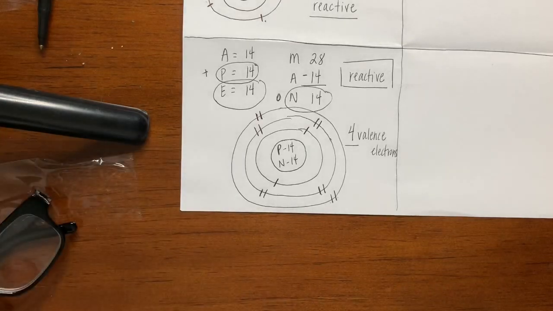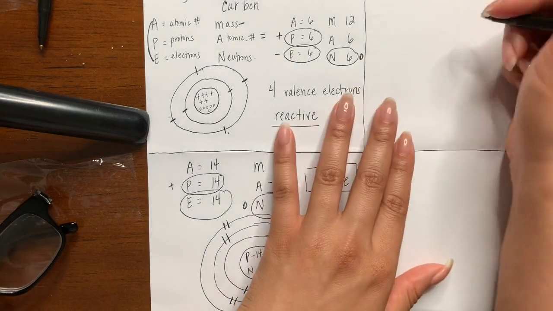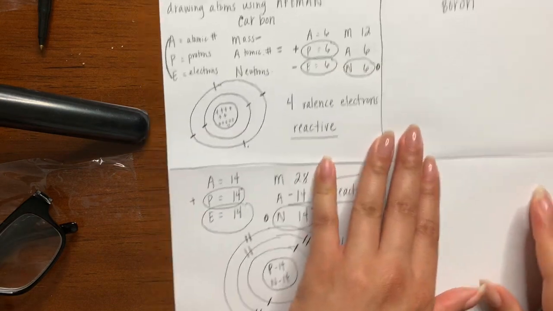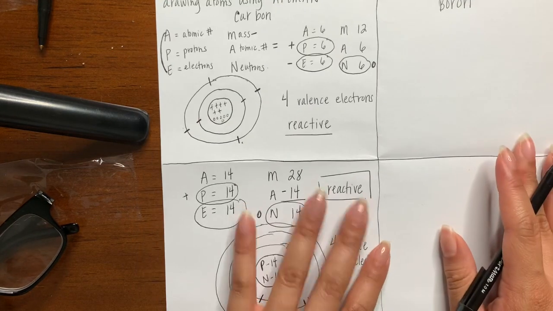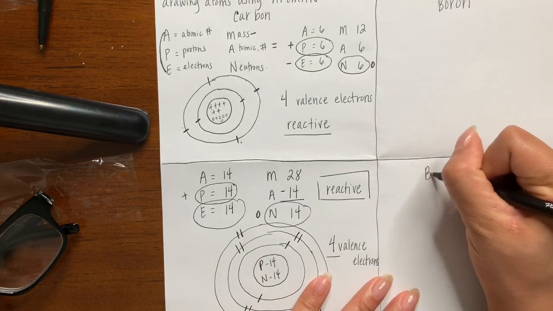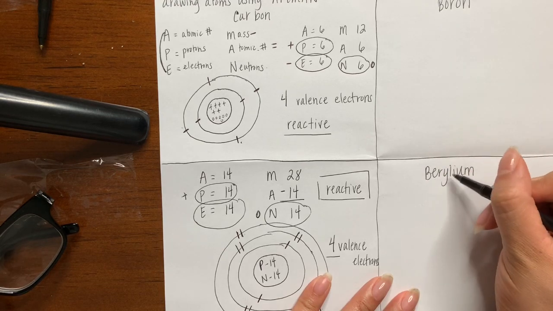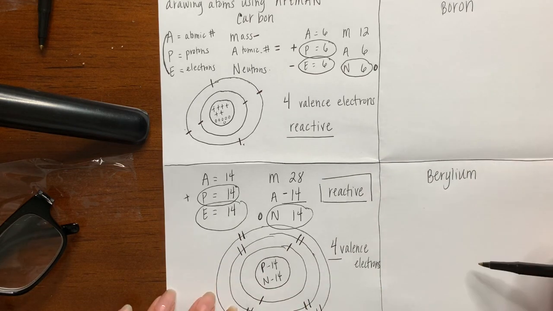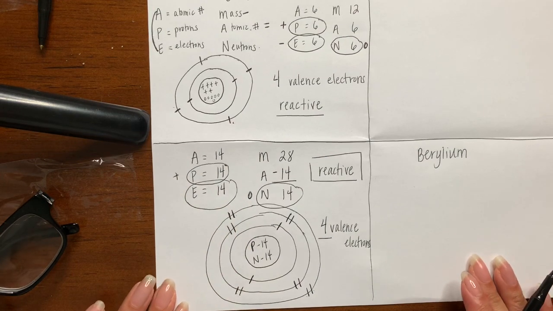You will now do 2 of these on your own. The first one you're going to do is boron, B-O-R-O-N. And the other one you're going to do is beryllium, B-E-R-Y-L-I-U-M, beryllium.